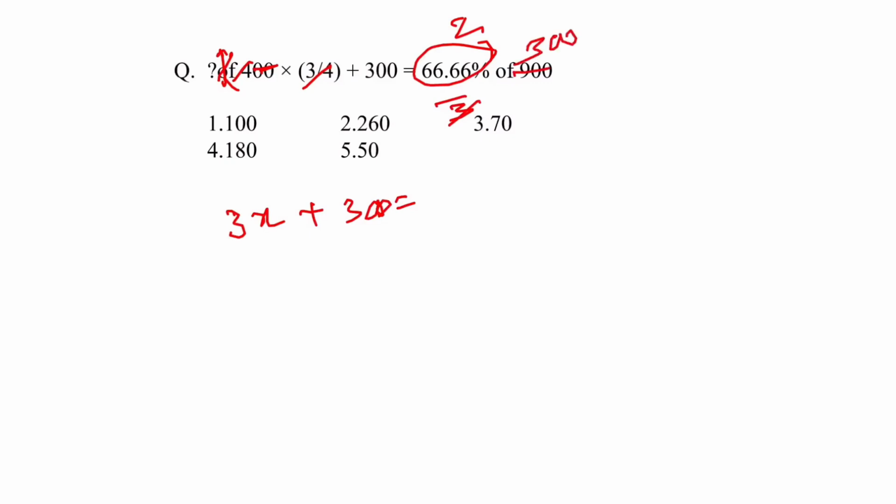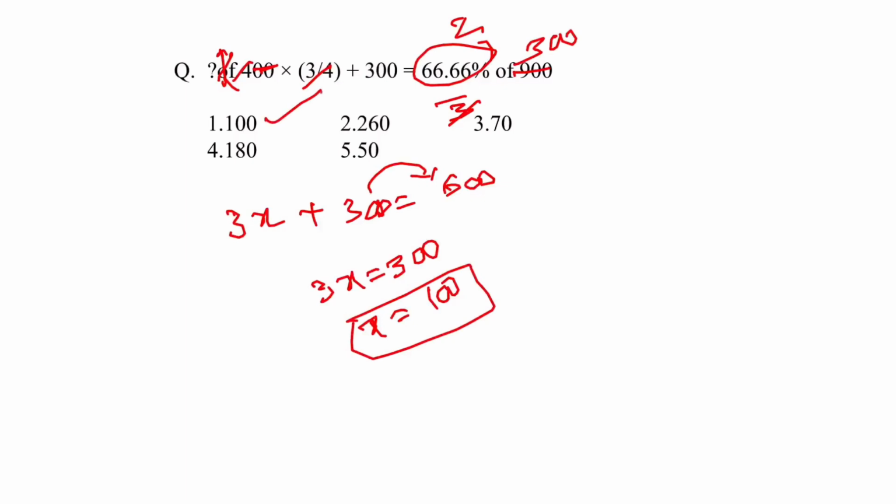The question is given like x% of 400 into 3 by 4. The percentage's 2 zeros cancel, 4 cancels, 3x is left, plus 300 is equal to 66.66% into 2/3. So 3 cancels with 300, 2 into 300 is 600. Bringing 300 inside, 3x is equal to 300, where x is equal to 100. So first option is the correct answer.